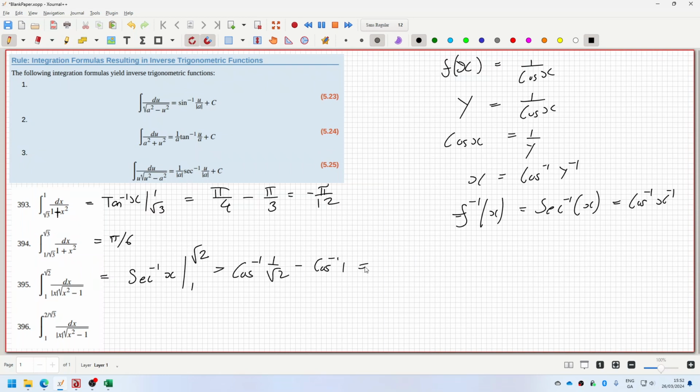Let's see what we get. Well, it's just going to be 45, isn't it? Cos inverse 1 over root 2 minus cos inverse 1. Yeah, 45. Pi over 4. And the same deal here. So that would be cos inverse root 3 over 2 minus cos inverse 1. So that one would be pi over 6.